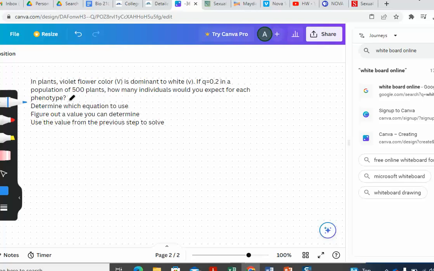Okay, so determine which equation you would use, figure out a value you can determine, and use the value from the previous step to solve. Well, I already have q, and that makes it pretty easy to determine p using the q plus p equals 1 equation. But I think I can actually do this really simply using the p squared plus 2pq plus q squared equation. So that's the equation I'm going to use to solve this. That's supposed to equal 1.